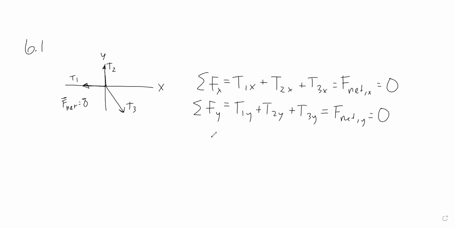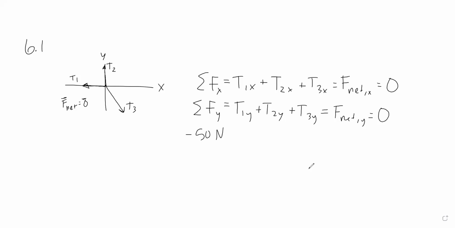Going back to the problem, T1 is 50 and T2 was 80. Let's write this simplified version. T1x is going to be -50 newtons. T2x is pointing straight up, so it's going to be 0.